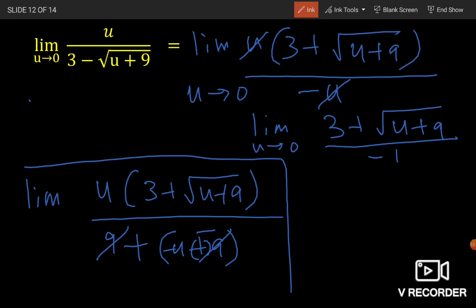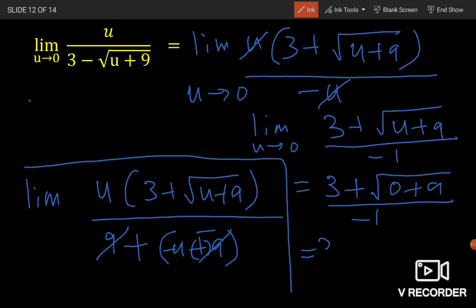Now substituting u equal to 0, you will get 3 plus square root of 0 plus 9 over negative 1. If you simplify this, you have 3 plus the square root of 0 plus 9, which is 9. Square root of 9 is 3, divided by negative 1. 3 plus 3 is 6, divided by negative 1. The answer now is negative 6, and it's our final answer for this problem.